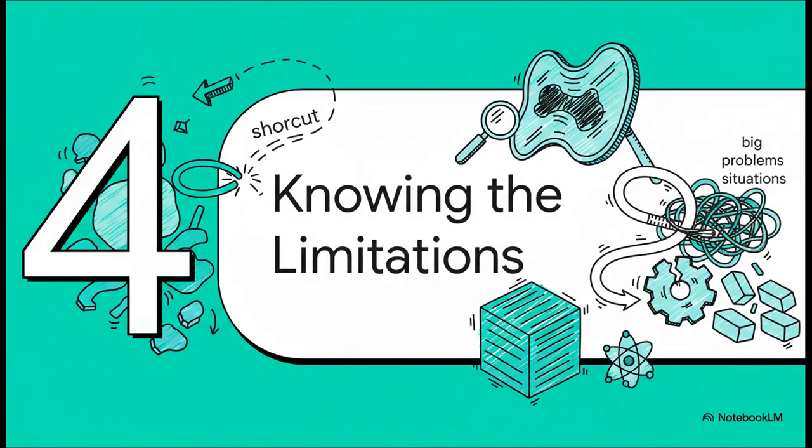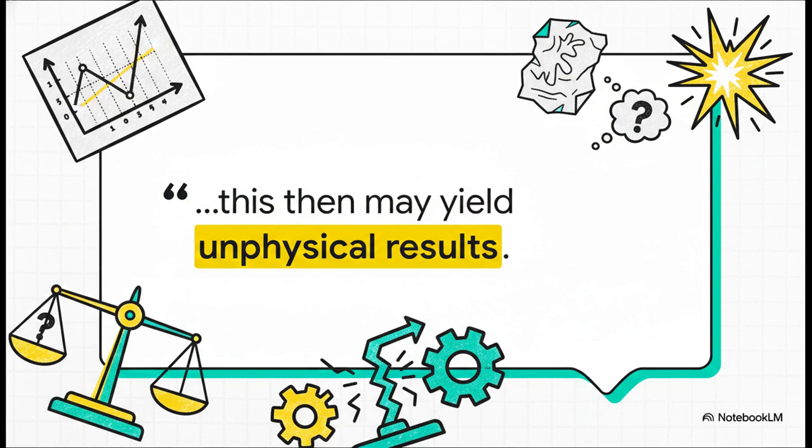But look, it's a shortcut, and like any shortcut, it has its limits. This is an approximation, it's not the full reality, and if you use it in the wrong situation, well, you can run into some pretty big problems. The source material puts it pretty bluntly. If you use this approximation where it doesn't apply, it, quote, may yield unphysical results. And that's a physicist's way of saying your calculations will spit out answers that are just plain wrong, answers that literally don't make sense in the real world.